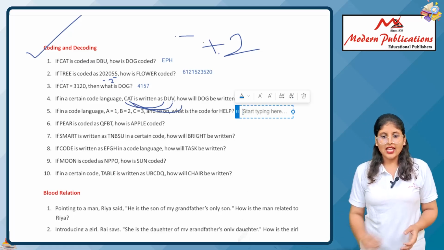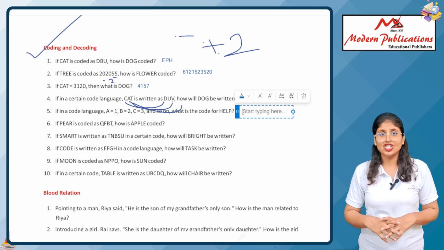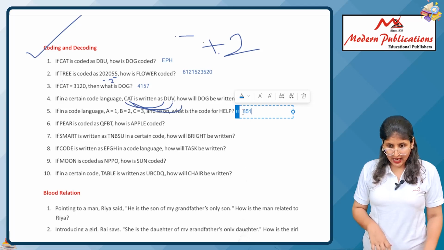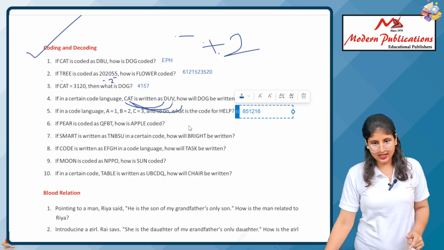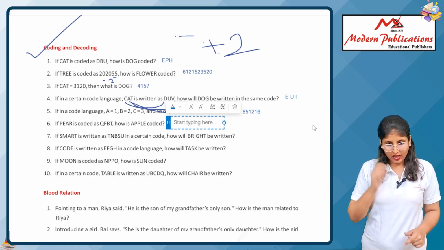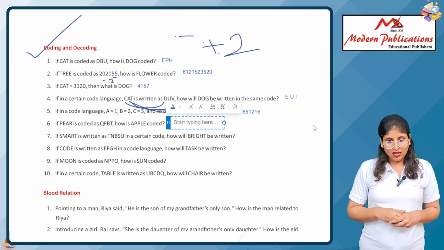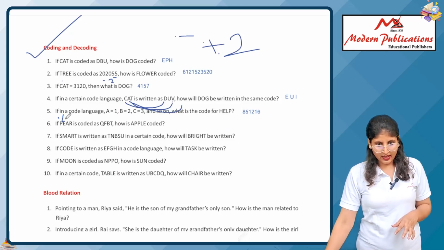Okay. If A is equal to 1, B is equal to 2, C is equal to 3, then what can we write for HELP? H comes on 8, E comes on 5, L comes on 12, and P comes on 16. Like this. Next, PEAR. PEAR is written as QFBT. Here we will see P comes on 16. E comes on 5. A comes on 1 and R comes on 18.